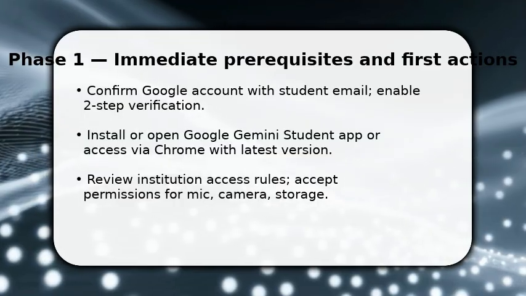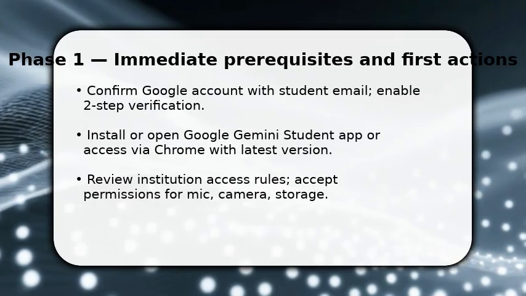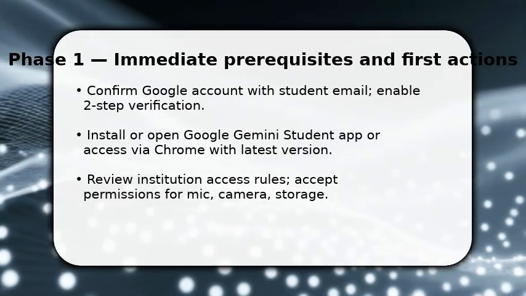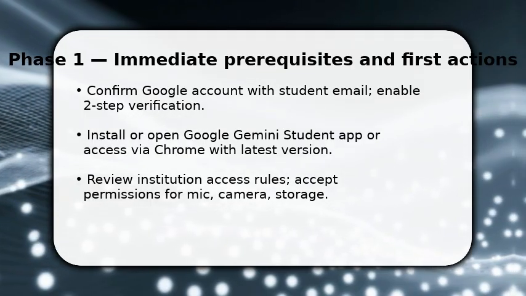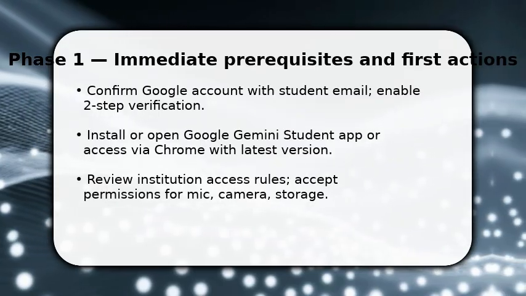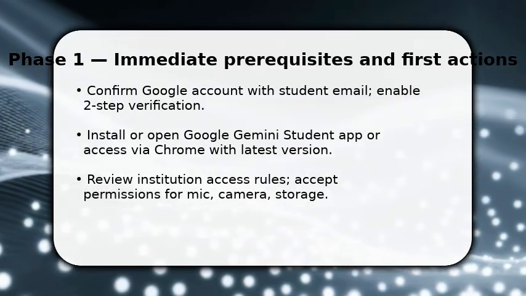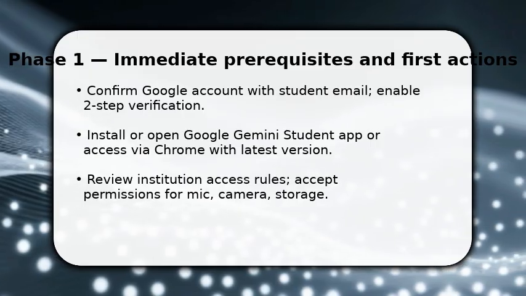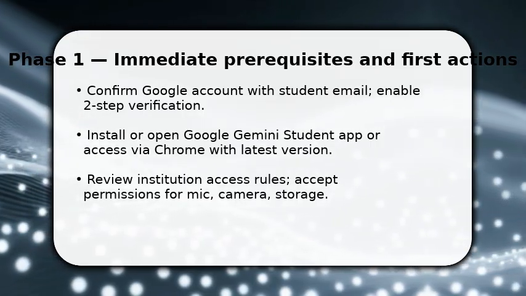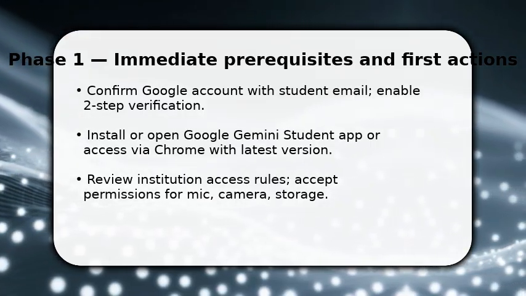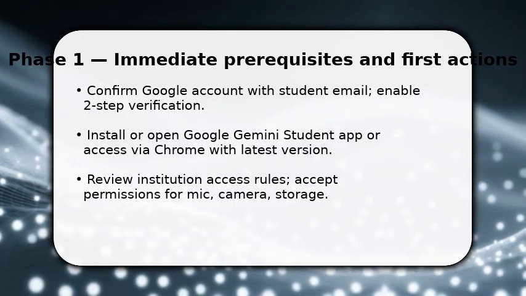You start by securing the account you will use. Enable two-step verification so your work stays private. Once done, open Google Gemini Student in Chrome or the mobile app and sign in with your student email. Make sure to accept required permissions for microphone, camera, and storage. This enables rich interactions and file uploads.